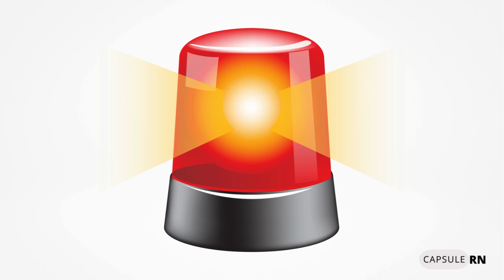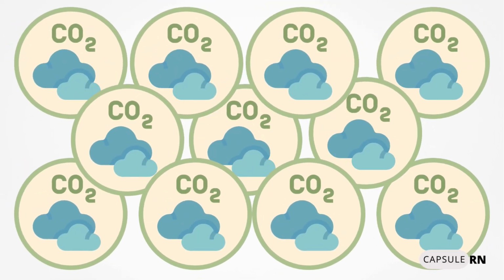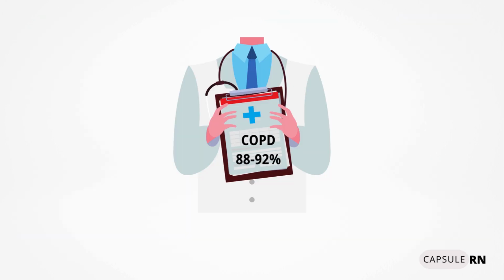Too much oxygen in a COPD patient can take away their drive to breathe, and carbon dioxide builds up in their system. This is why the doctor will likely order a COPD patient's target SpO2 range to be 88 to 92%. Make sure you know your COPD patient's SpO2 target range and titrate supplemental oxygen to match the doctor's order.